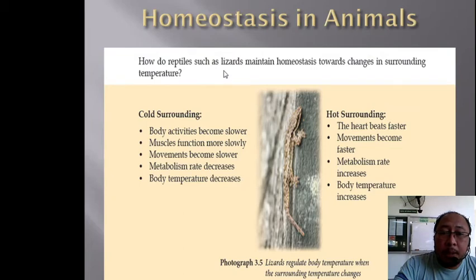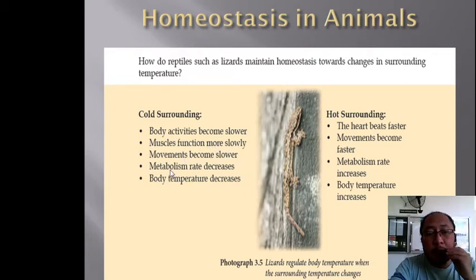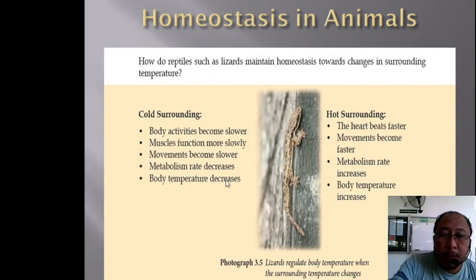How do reptiles such as lizards maintain homeostasis toward changes in surrounding temperature? You can read from here: when the surrounding is cold, body activities become slower, muscles function more slowly, movement becomes slower, metabolism rate decreases, and body temperature decreases. And when the surrounding is hot, the heart beats faster, movement becomes faster, metabolism rate increases, and body temperature increases. So this is how a lizard regulates body temperature when the surrounding temperature changes.